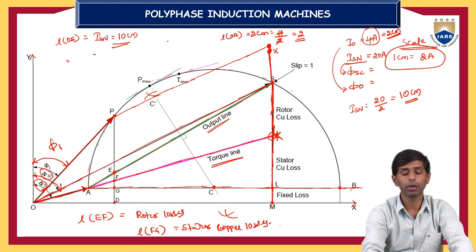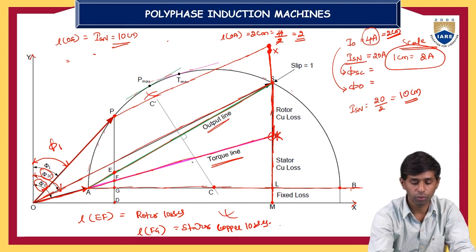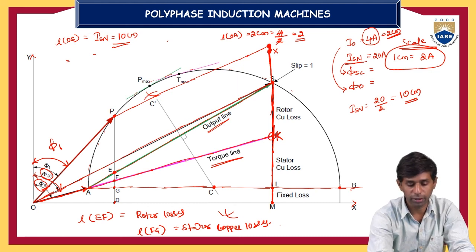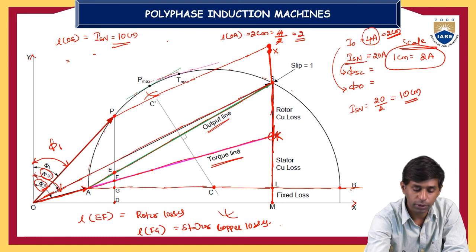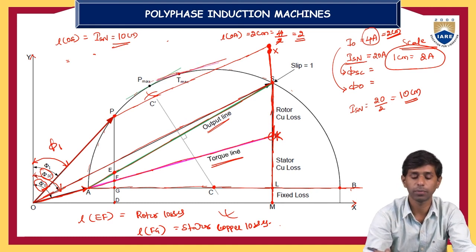And you can also find out the maximum torque and the maximum power from the circle diagram by drawing a tangent normal line to the circle with respect to the respective parameter. That is, if you have to draw a parallel line for torque, AK is the torque line. You have to draw a parallel line, that is a tangent normal line, parallel to AK to the circle. This is the line we have. This point will represent the maximum torque point.